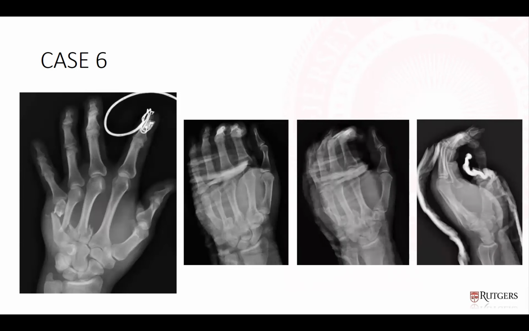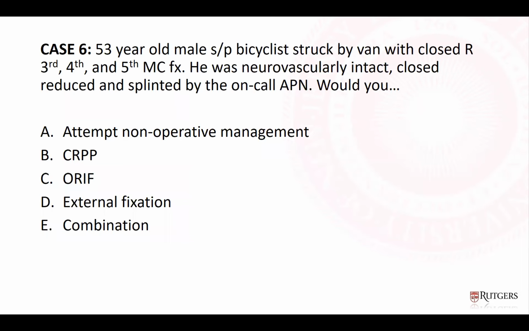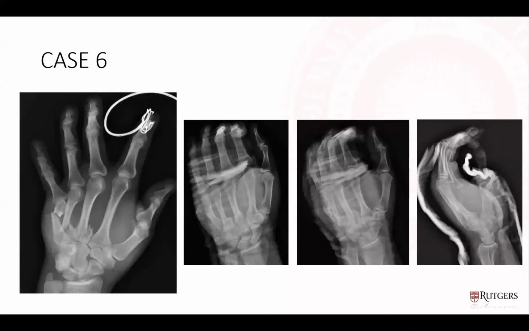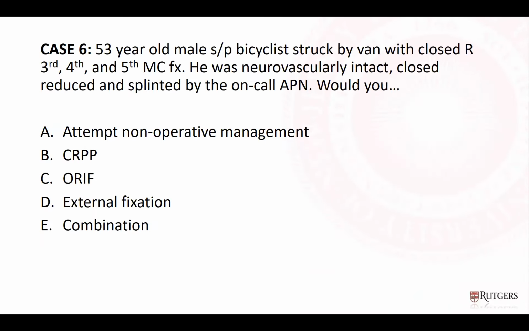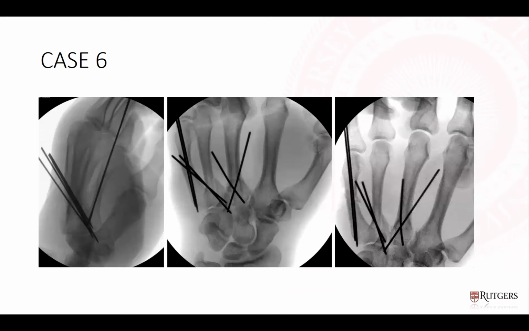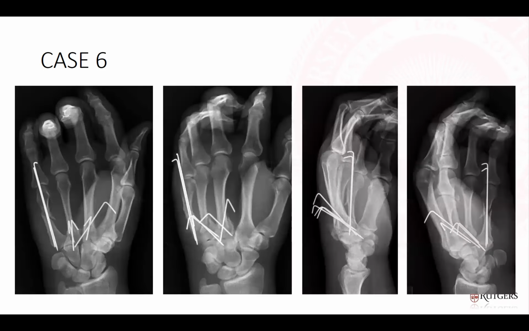This was the last case, a 53-year-old bicyclist struck by a van with closed third, fourth, and fifth metacarpal fractures. He was provisionally splinted by the APN and then taken later that day for CRPP. This was a relatively recent case. He was at 3 weeks out, still had some swelling and stiffness, and the plan was to remove the pins at about 4 to 6 weeks.